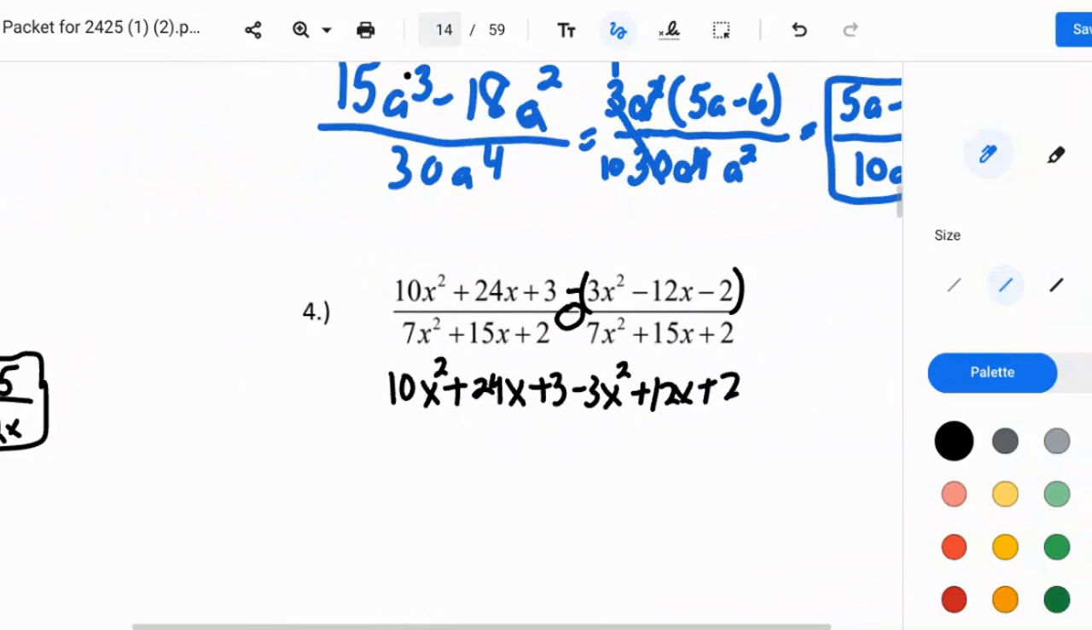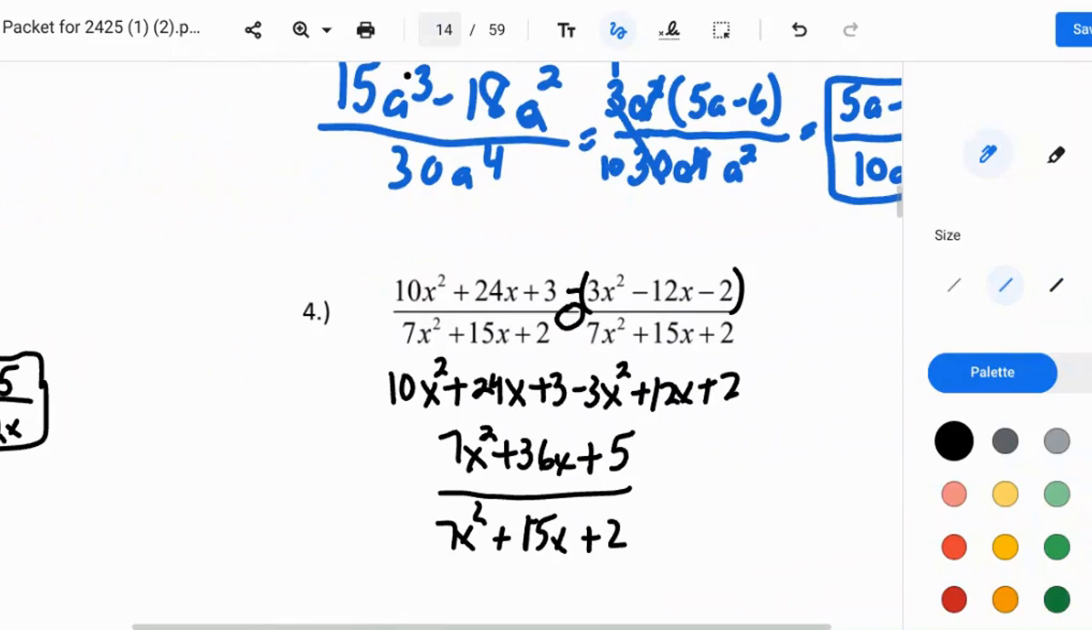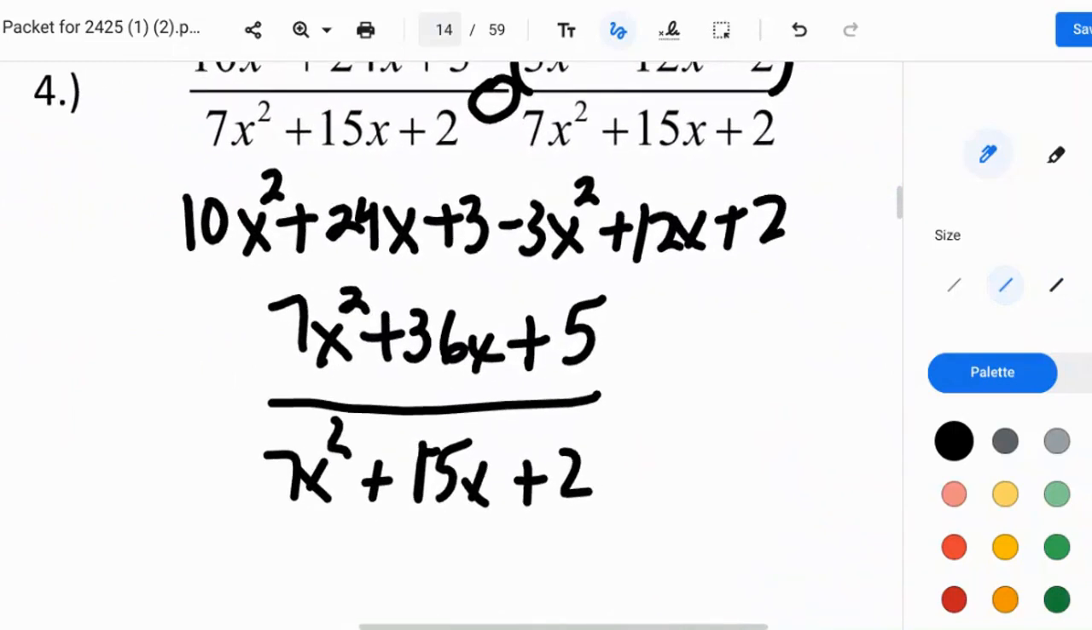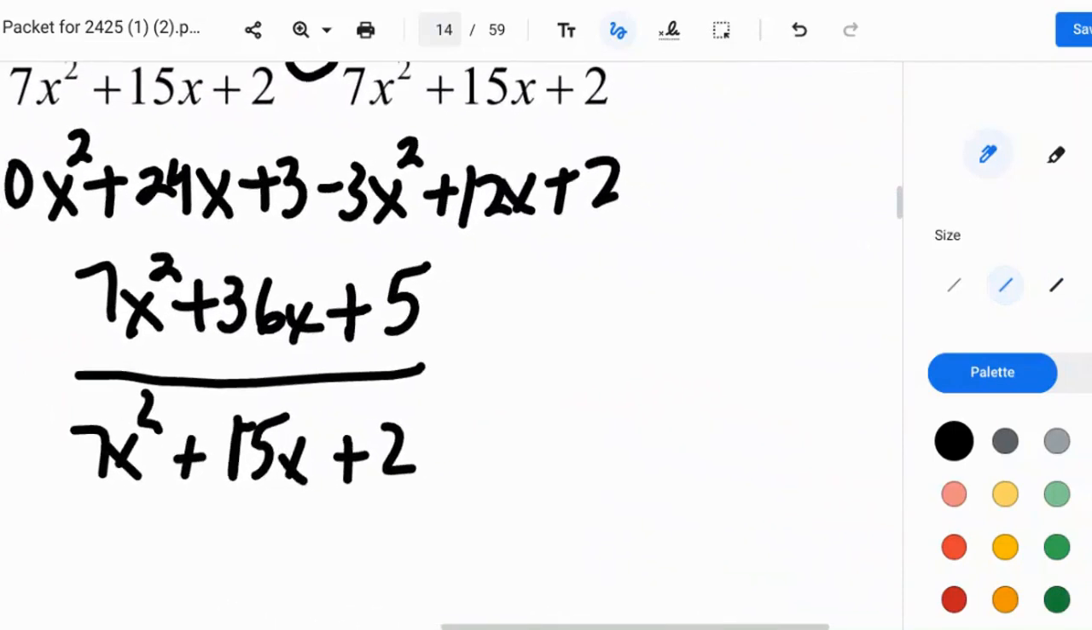So if I combine like terms, that'd be 7x squared plus 36x plus 5, and that's over 7x squared plus 15x plus 2. So then the last thing that you always try to do is see if you can factor and cancel anything. So I wonder if this is factorable or not.